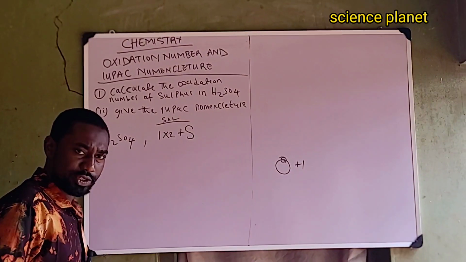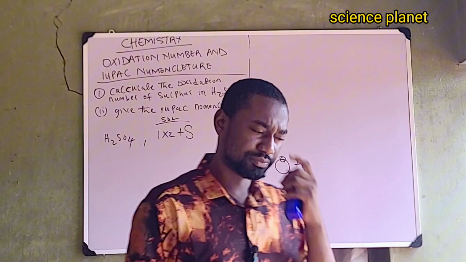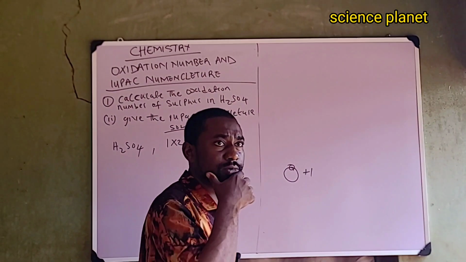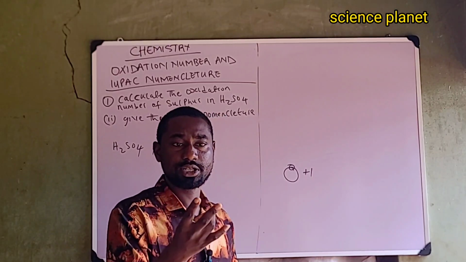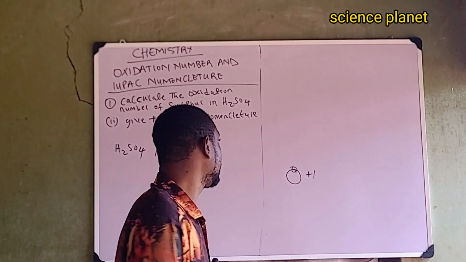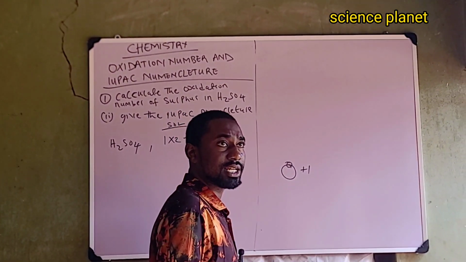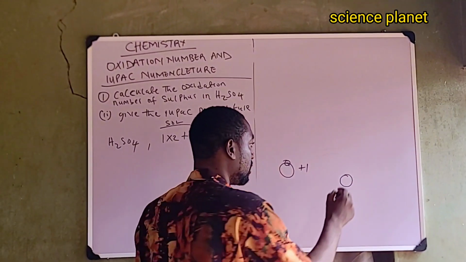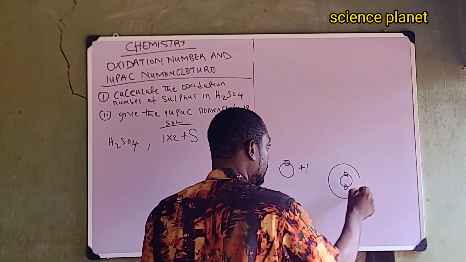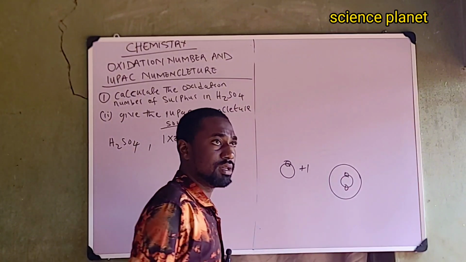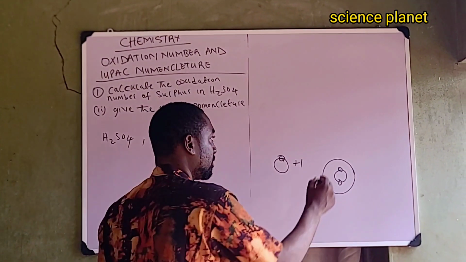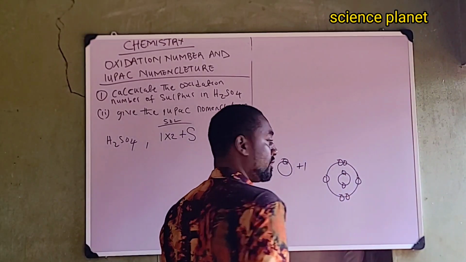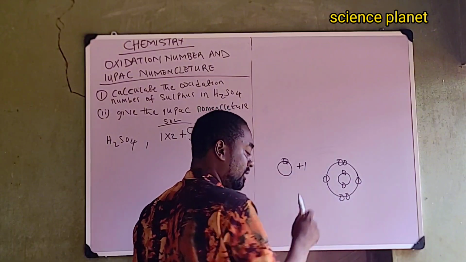Now we are left with oxygen. You ask yourself, what is the oxidation number of oxygen? It's -2. How do I know it's -2? Watch me. What is the atomic number of oxygen? It's 8. Hydrogen, helium, lithium, beryllium, boron, carbon, nitrogen, oxygen, 8. So I will now put these 8 electrons in shells. Remember, the first shell can only take 2, 1, 2. The second shell can take up to 8. But when we put 2, 8 minus 2 remaining is 6. So we have 1, 2, 3, 4, 5, 6.